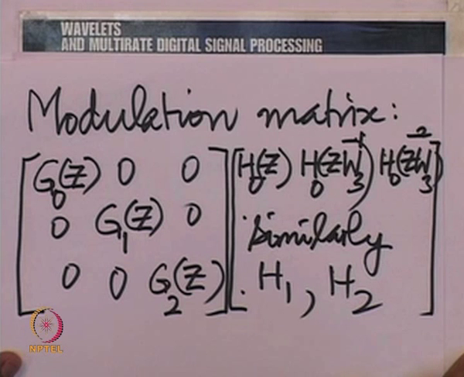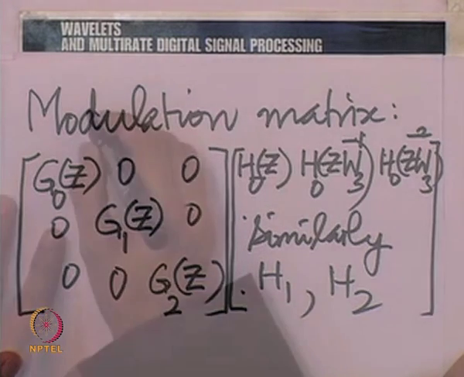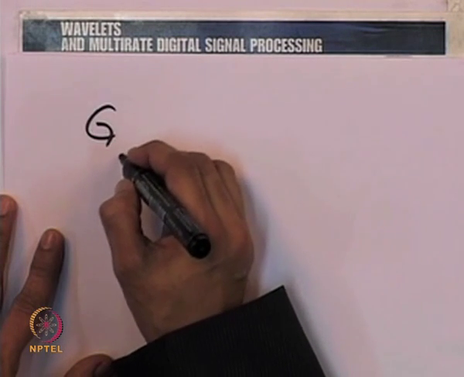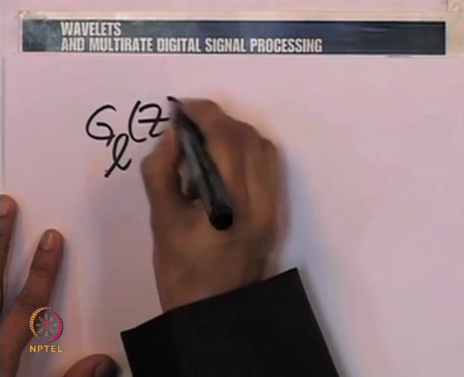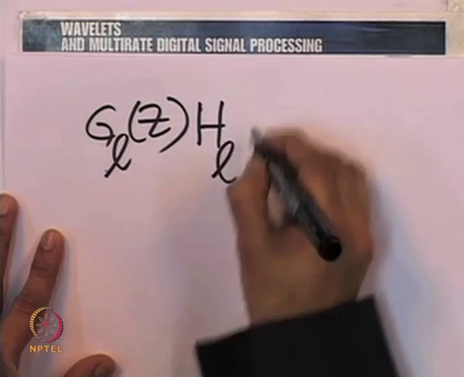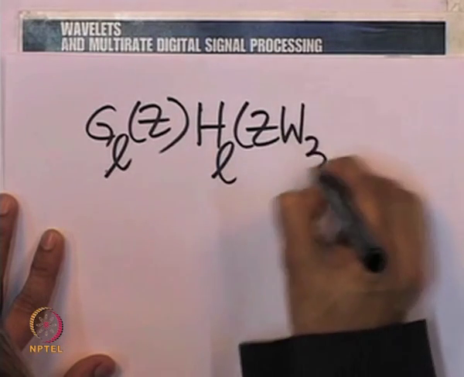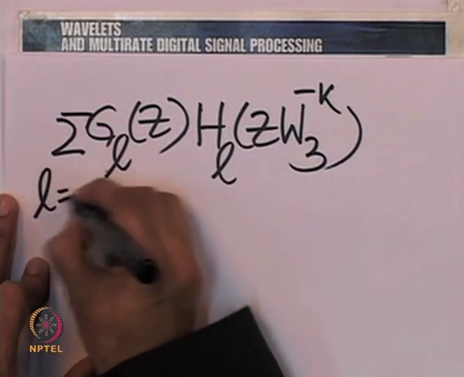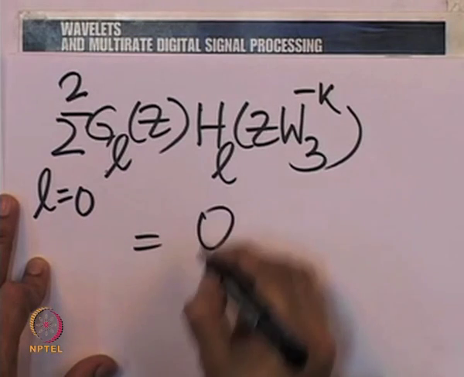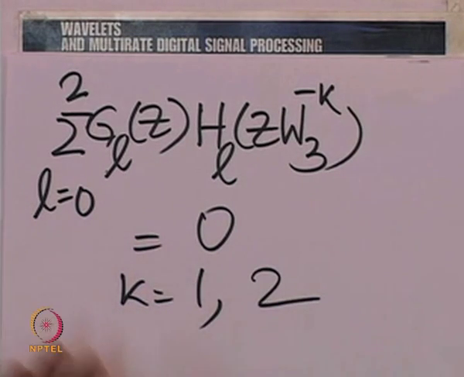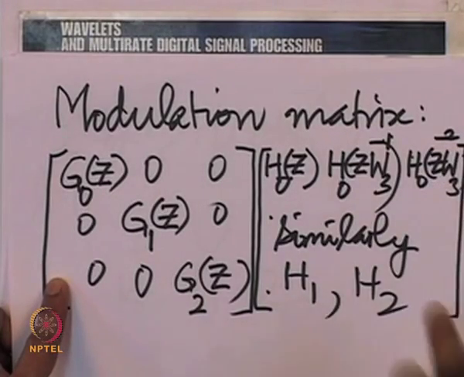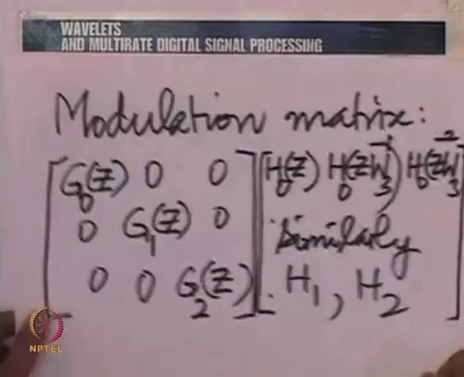So, what we would ask for is that GLz times HL z raised to the power W3 to the power minus k, summed for L going from 0 to 2 must be 0 for k equal to 1 and 2. So, essentially what we are asking for is that these columns would sum to 0 here in the product.